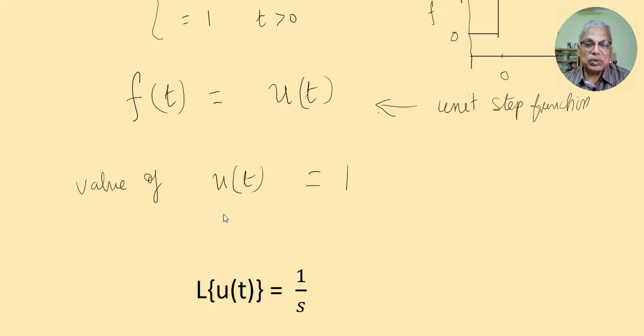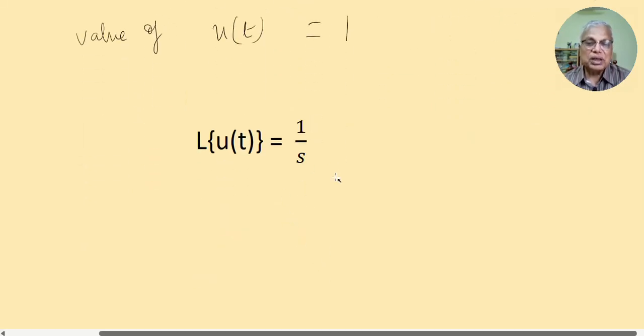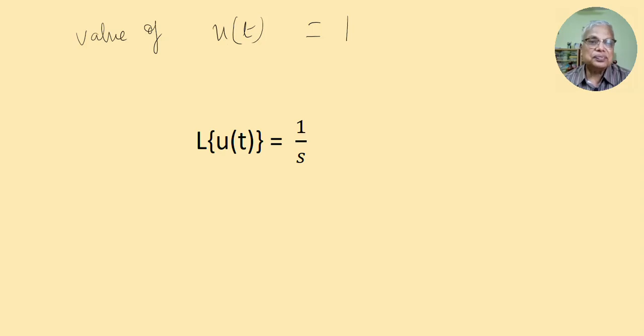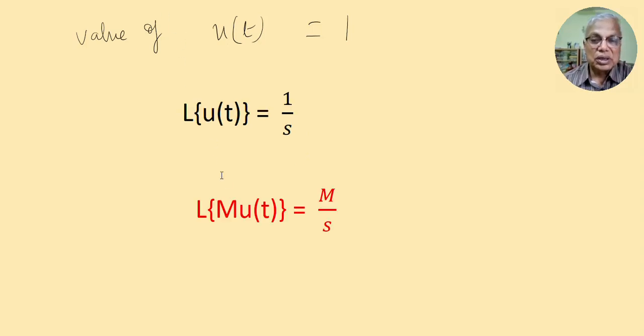And the Laplace transform of u of t equal to 1 by s. If you want L of m into u of t, m being a constant, by the property of the Laplace transform, the 1 by s just gets multiplied by m. That's all. L of m into u of t equals m by s.